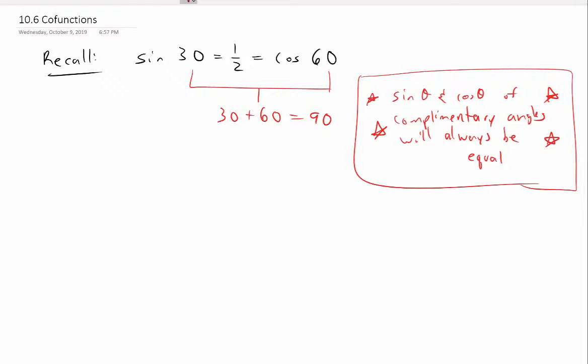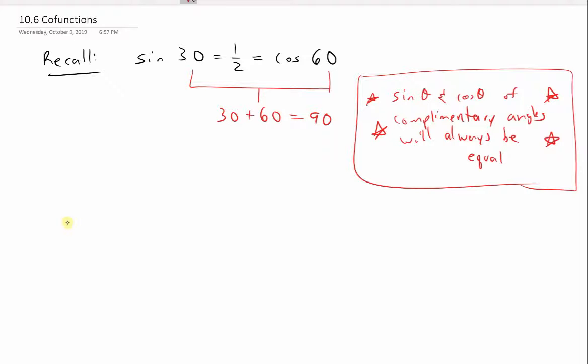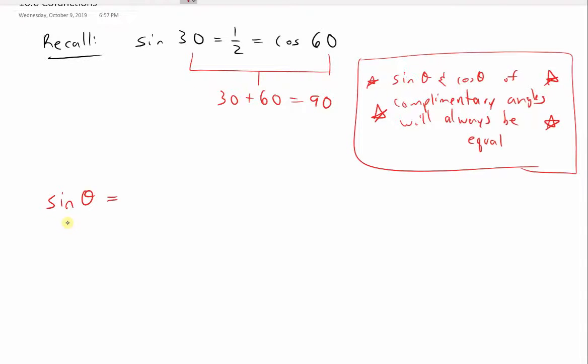Okay, so let's think about that. How can we state that formally? We have sine of an angle is always equal to cosine of its complement. The complement of theta would be 90 minus theta, right? Two angles are complementary if they add to 90. So if we had theta plus 90 minus theta, the thetas would cancel and we'd be left with 90. So the complement of theta is 90 minus theta.